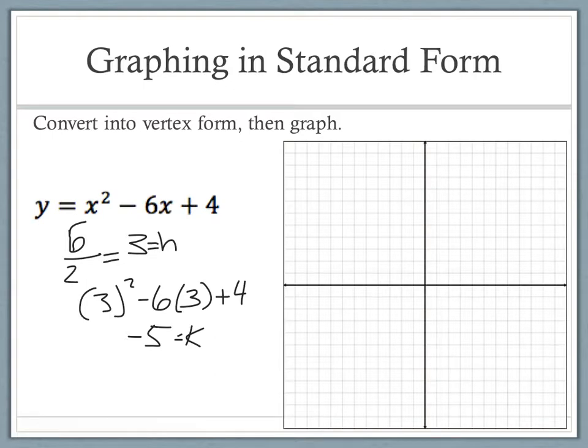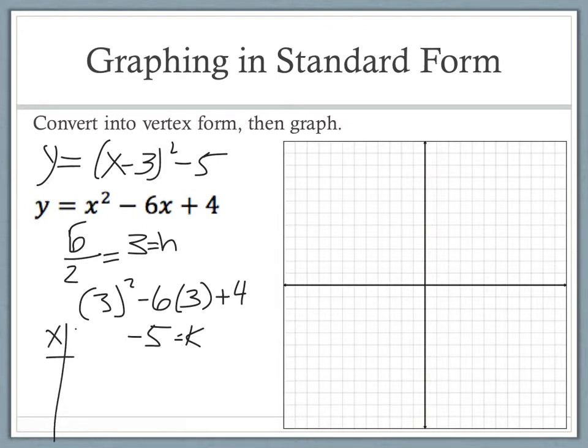So our equation is actually going to be y equals, our a is 1, so x minus h, so (x minus 3) squared minus 5. Once I have that, I can go ahead and make my table like I normally would. So I have my x and my y: negative 2, negative 1, 0, 1, 2. We know that'd be 4, 1, 0, 1, 4. So here are our normal points, and I graph those on my graph.